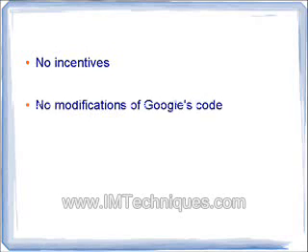No modifications of the Google code are allowed. You are permitted to customize the color scheme of your AdSense advertisements as well as determine placement throughout your site. However, you're not allowed to make any modifications to Google's code.